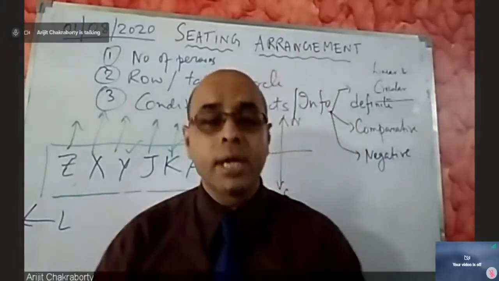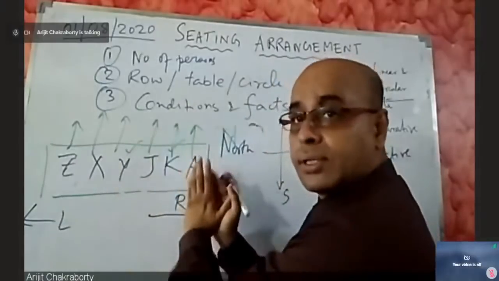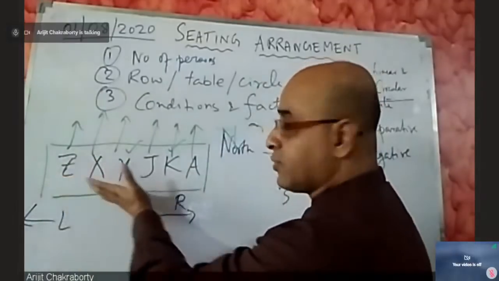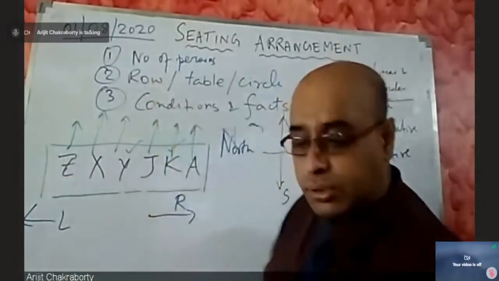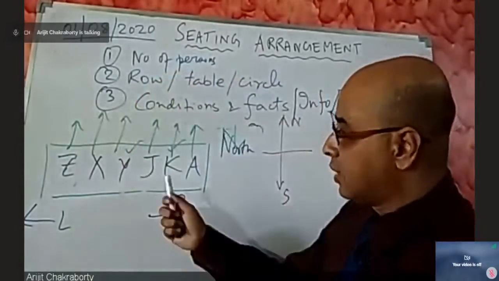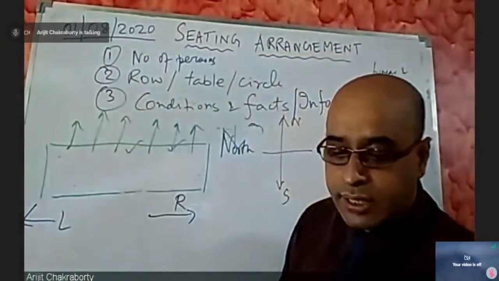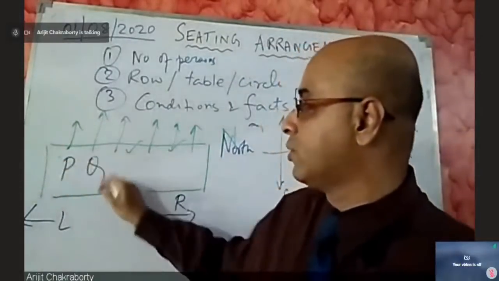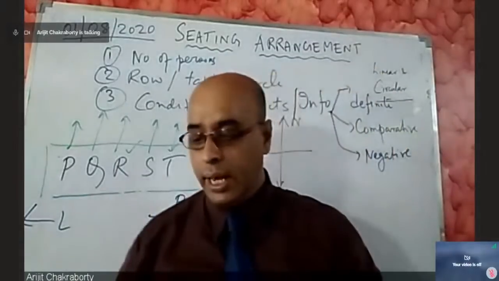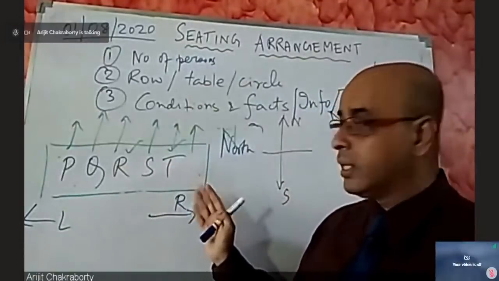So when it is not given the direction in which they are seated, whether they are facing the front or the other side, you don't know. In that case, we will assume that they are seated in a row and facing towards the north. Say for example, I'm just renaming these people, I'm writing PQRST. So there are 5 persons, and this is the way in which they are sitting.